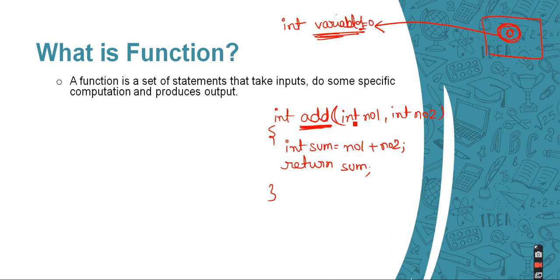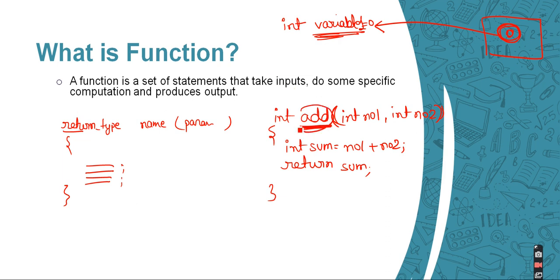Now what is inside this bracket? This is the syntax. First of all, let me explain the syntax. We have the return type here, what the function is going to return, and then we have the name of the function, and then inside we have the parameter list, and whatever task I want to perform, I am going to write here inside. So this is the name of the function.